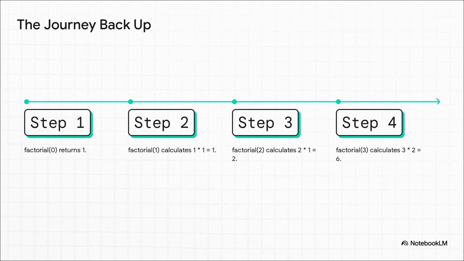And now for the magic. This is the journey back up. The base case, factorial of 0, hands its answer, which is 1, back to factorial of 1. Now factorial of 1 has what it needs. It calculates 1 times 1 and passes that result back up. Now factorial of 2 gets the answer it was waiting for. It calculates 2 times 1 and passes that result, 2, back up. Finally, our original call, factorial of 3, gets the answer it needed all along, and it can finish its job, 3 times 2. And there it is, our final answer, 6.